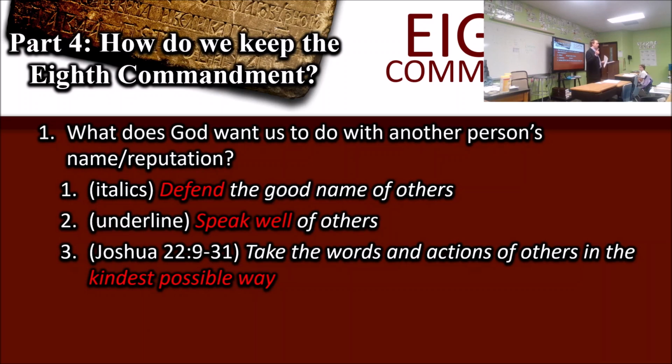What did they do, these other tribes? What sin did they commit against Reuben, Gad, and the half-tribe of Manasseh? They did not take the words and actions of others in the kindest possible way. In other words, they did not first go to fight. Now, thankfully, eventually they did, and cooler heads prevailed. But initially, they got all up in arms, literally, about this, without ever going to ask them, why did you do this? I mean, did they have a right to be suspicious?